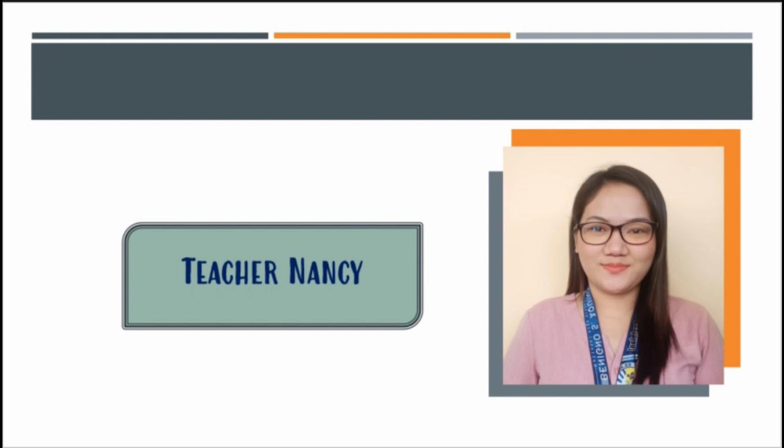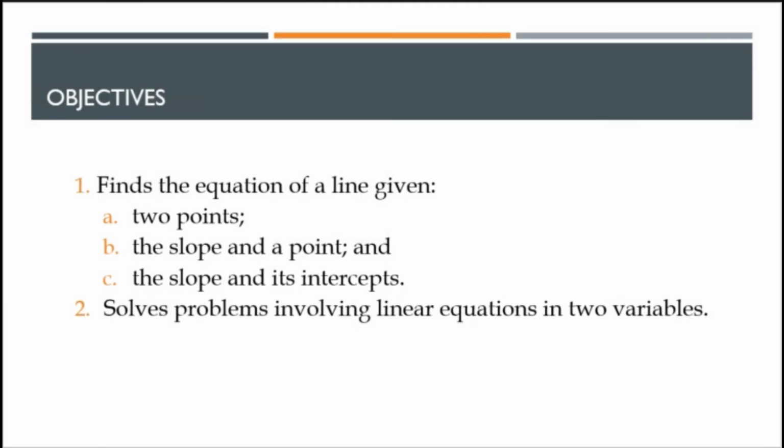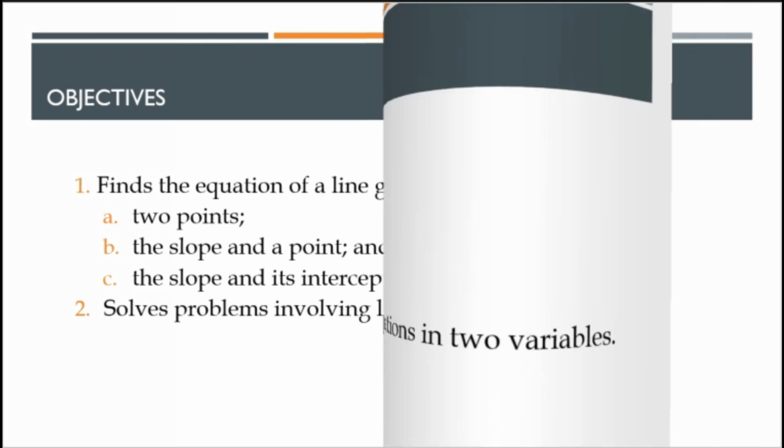In our previous lesson, you have learned to find the slope and the y-intercept of a line whose equation is given. In this lesson, you will study the reverse process. That is, you will learn to write the equation of a line using 2 points, using the slope and a point, and the slope and its intercepts, and solve problems involving linear equations in two variables. To do this, you need to use the slope-intercept form of the equation.